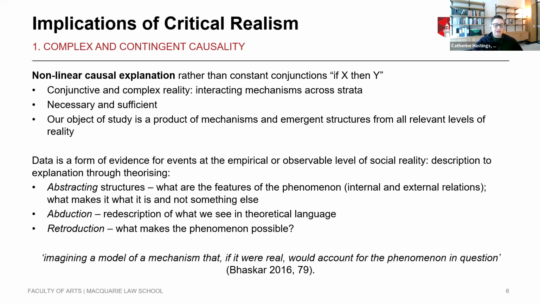And then the third component of moving from description to causal explanation is a form of inference called retroduction, which is asking questions about what makes this phenomenon actually possible. So what things would need to exist or not exist for the thing that we've observed to happen. Roy Bhaskar, one of the foundation critical realists in this tradition that I'm speaking about, talks about it as imagining a model of a mechanism that, if it were real, would account for the phenomenon in question. So very much a theoretical undertaking.